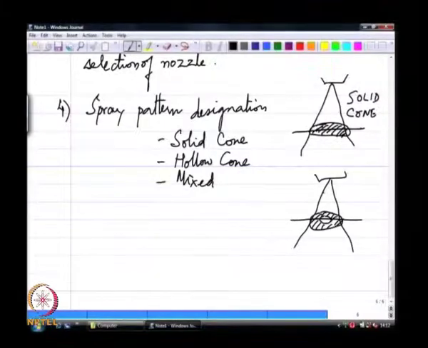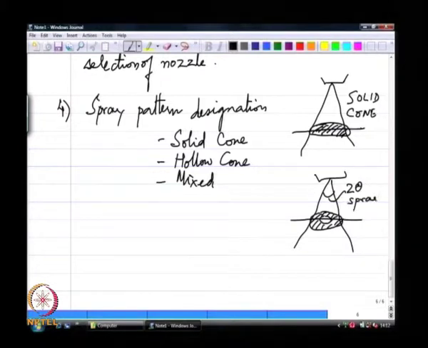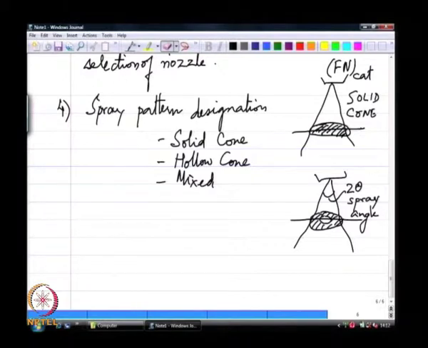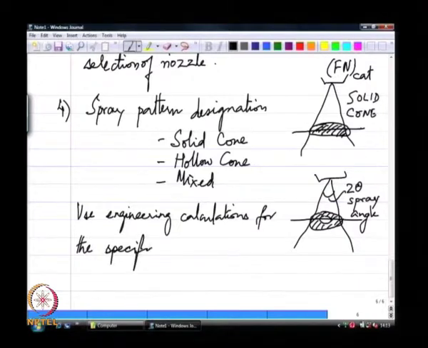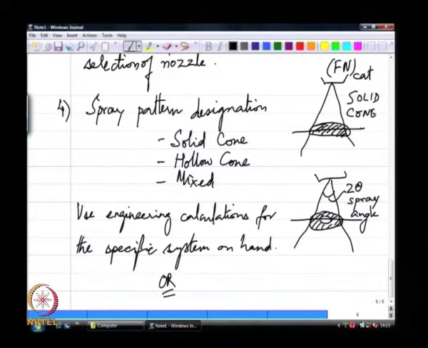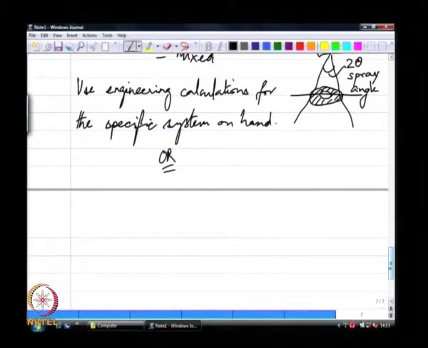So, for a given spray angle and a given flow rate, flow number, you may have two or three choices. So, the best way to go about this is one. So, the way to select pattern is to use engineering calculations for the specific system. What is the second option?